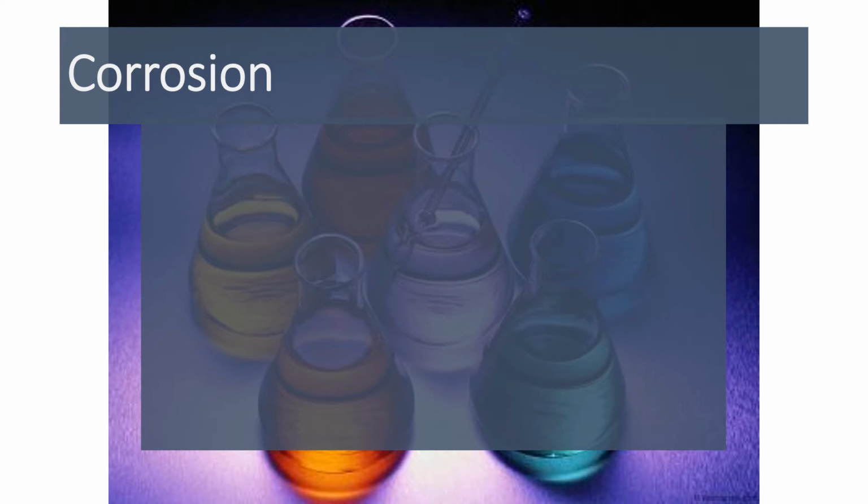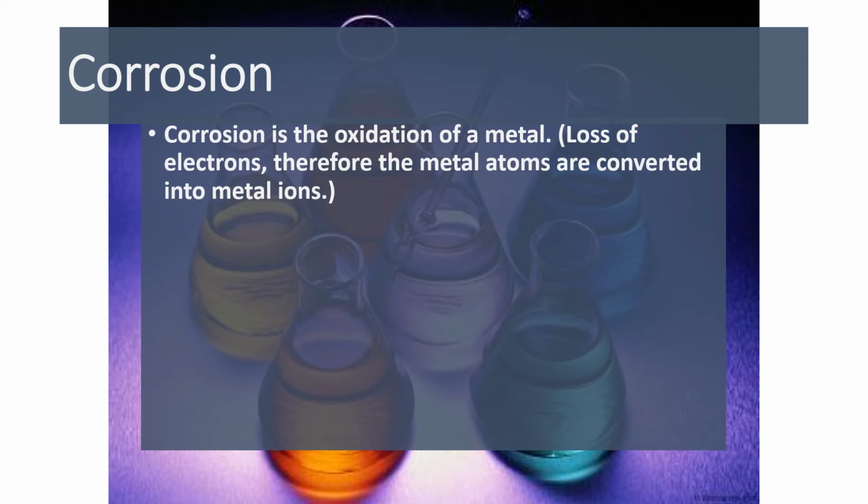First things first, before we jump into it, I wanted to talk about corrosion. We talked about metals and redox reactions and practiced with them last set of lessons. Now, I want to talk about what exactly corrosion is. This is actually the oxidation of a metal, so that's the loss of electrons. Therefore, these metal atoms are being converted into metal ions. We're going to base this off of our activity series because we're going to have two different metals.